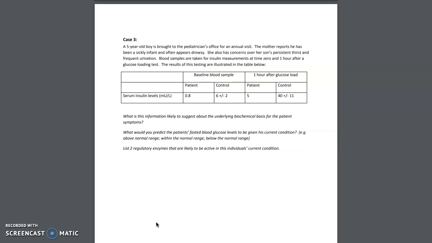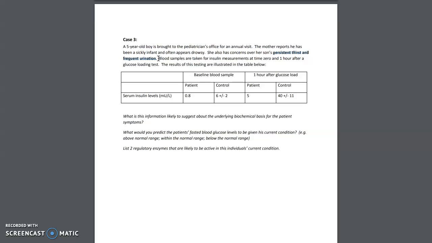Next, I will talk about Case 3. Case 3 looks at a 5-year-old patient who is brought into the pediatrician's office. The mother had noticed some symptoms in the child. The symptoms she noticed were persistent thirst and frequent urination. Right off the bat, these symptoms had shown that this patient had diabetes.